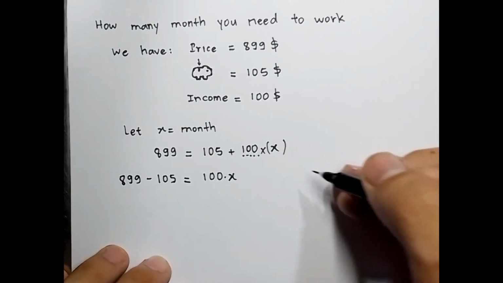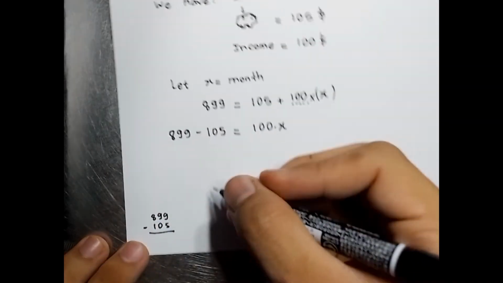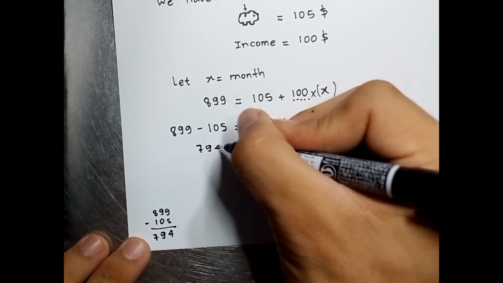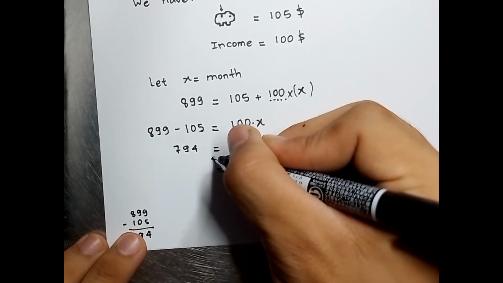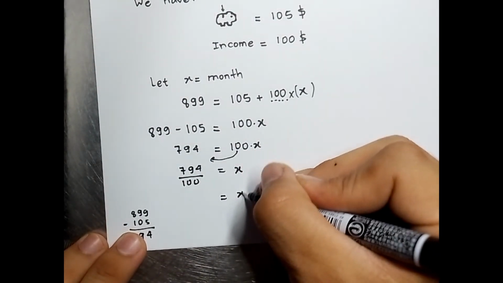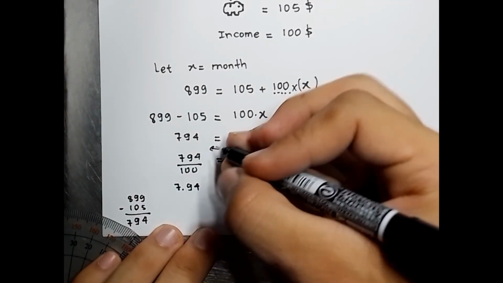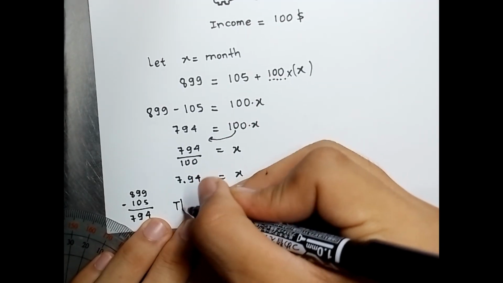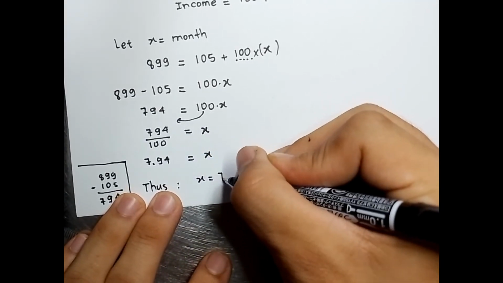899. Okay, let's do a quick calculation. So I will write here 899 minus 105. Okay, 9 minus 5 is 4, 9 minus 0 is 9, and 8 minus 1 is 7. So we have 794 equals 100x. Find x. x, throw this to the left side, we get divided by 100. So x is equal to 7.94. I hope you know how to do this kind of division. Then I write here, thus x is equal to 7.94 months.